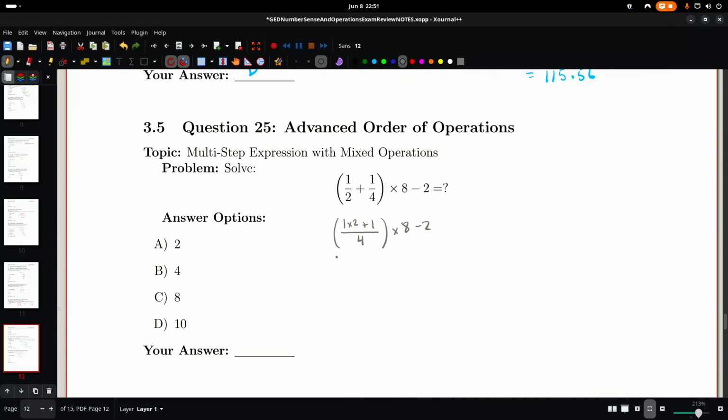We'll do those after. So we get 2 plus 1 is 3, so that's 3 over 4. And then we're multiplying by 8. Remember, 8 is a fraction, but it has a denominator of 1, so we can write it like that if we want. So 3 times 8 gives us 24, and 4 times 1 gives us 4, and then we subtract the 2. But 24 divided by 4 gives us 6, so we have 6 minus 2, and 6 minus 2 is just 4. So our answer to that one is B.